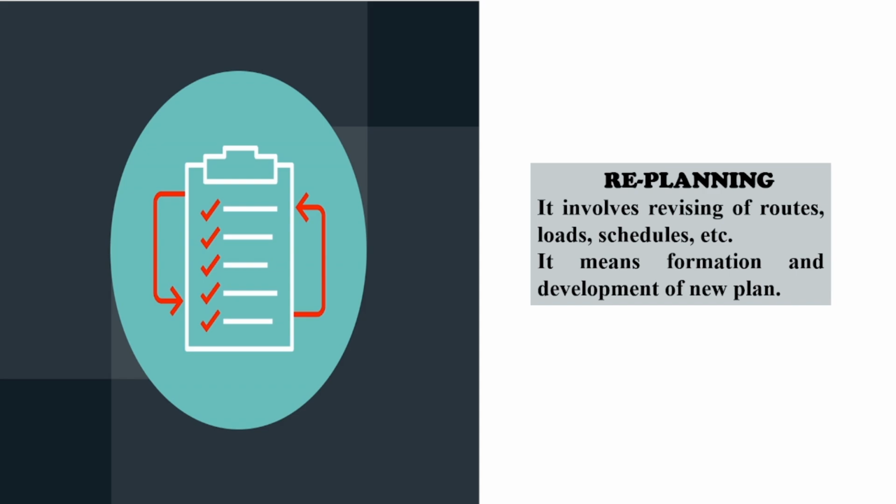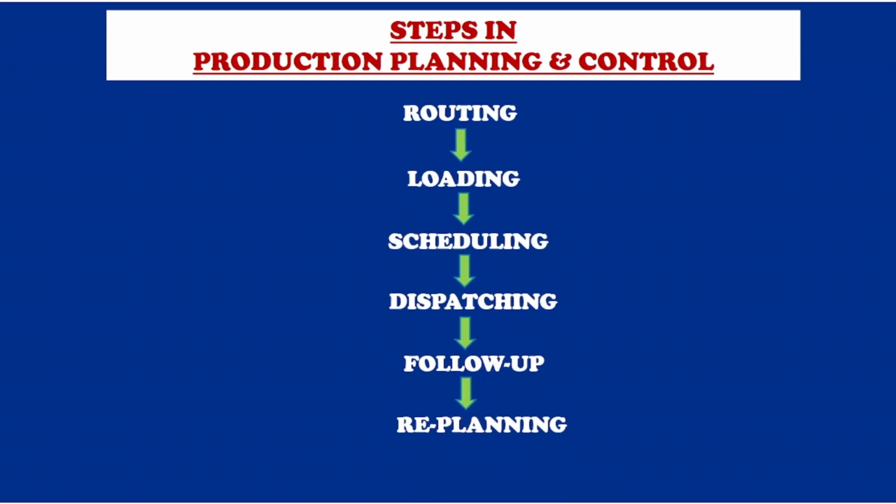Okay? So these are the overall steps in production planning and control, which ensure the smooth flow of production, ensuring the right quality and quantity of a product at the right time in the market.